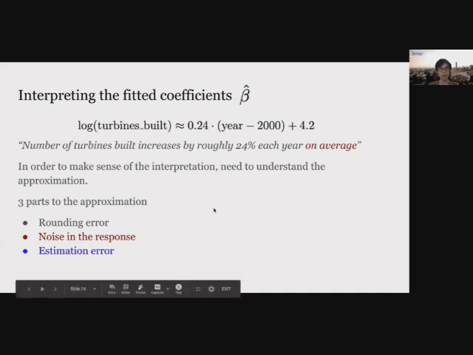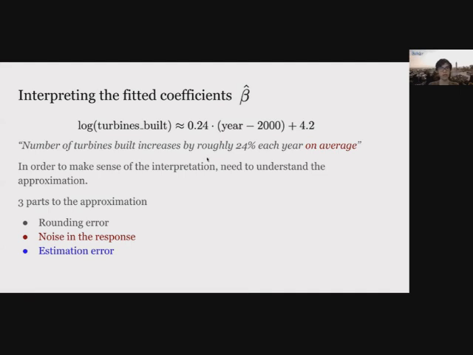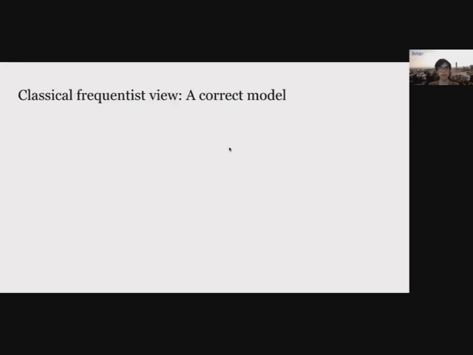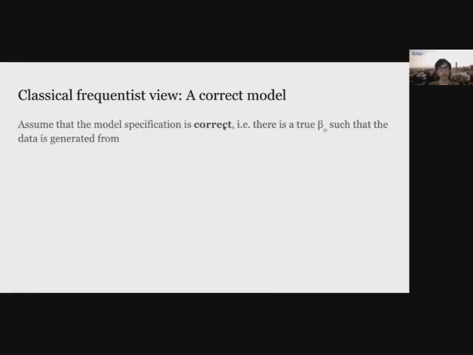So what we mean by estimation error is that the GLM model that we fit is not necessarily going to be the same as the model that generates the data. And this can happen in two different ways. So let's talk about the first way. For the first way, we have to assume that we have a correct model. So what does a correct model mean?